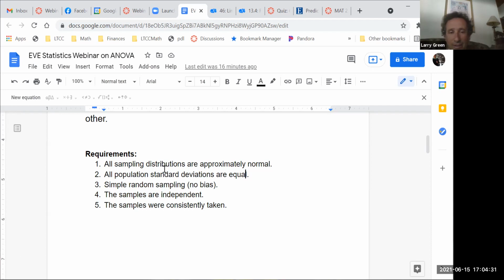If the standard deviations are not all equal, you need to do a different kind of test, which is beyond this class. Just to let you know, there are tests for a lot of these things. Similarly, if the distributions are not approximately normal, there's another test you can use. But if you have all these, you can use ANOVA.